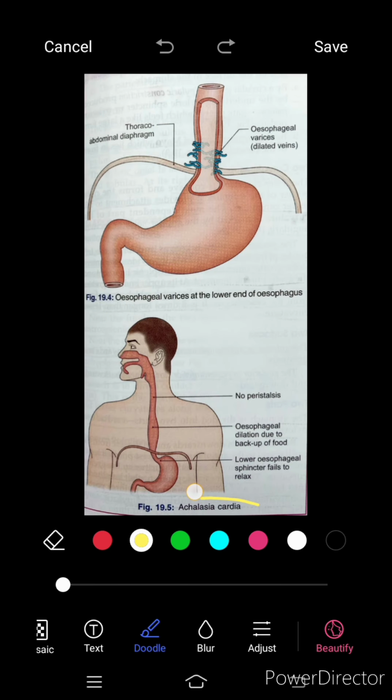Here we can see the condition of achalasia cardia, in which the lower esophageal sphincter fails to relax, that is, fails to dilate because of neuromuscular incoordination. There is no movement of food, that is, no peristalsis occurs, due to which the food gets collected in the esophagus, making it dilate.